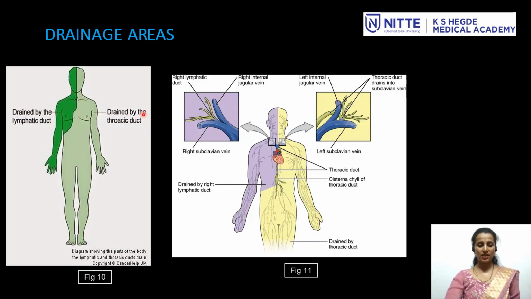The drainage areas. You can see this image which shows the drainage areas as I had explained in the previous slide. The right lymphatic duct drains the right side of the head and neck, the right side of the thorax and the upper limb, and all the rest of the parts of the human body are drained by the thoracic duct.